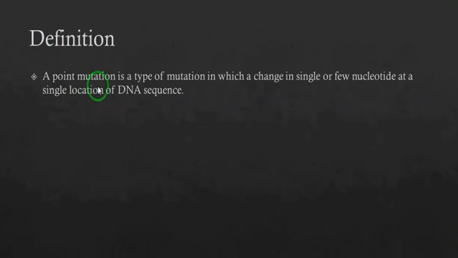Gene or point mutation. Definition: a point mutation is the type of mutation in which there is a change in a single or few nucleotides at a single location of the DNA sequence. So this point mutation is a type of mutation where there is a change in the DNA sequence at a single location. In only one place there is a change. That is point mutation.